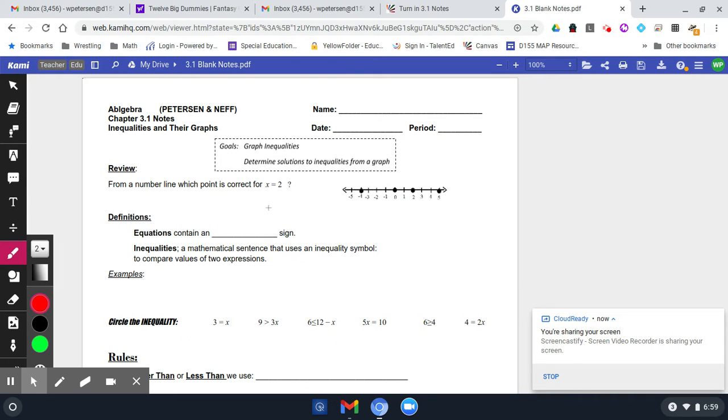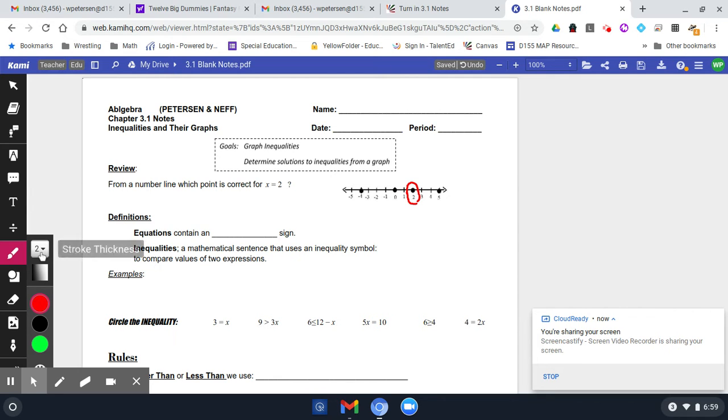Okay, so we're talking about inequalities, very similar to equalities, right? But we have inequalities in front. So from a review, we have from the number line, which point is the correct for x equals 2? Well, if we're trying to find x equals 2, we want to find where 2 is on the number line. So obviously not -1, obviously not 0, obviously not 5. That is our x equals 2. That is the point that is on 2.